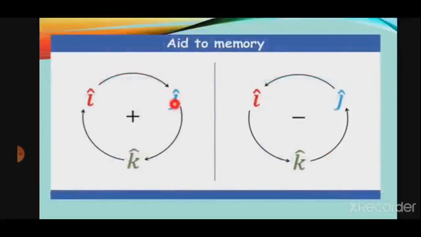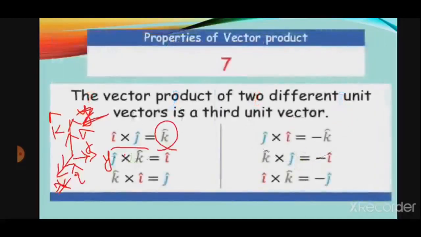Now see a diagram. i to j, j to k, k to i. This is a clockwise direction, that is a positive value. But here, listen, i to k, k to j, j to i, that is opposite in direction. So anti-clockwise direction is negative. Are you clear? This is a negative value. So j vector cross i unit vector, because it is opposite in direction, is equal to negative k unit vector. This is also the same way. Are you clear, children? Okay.